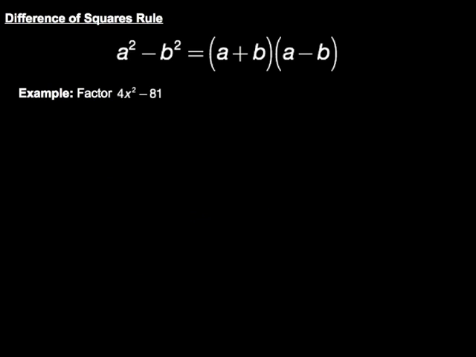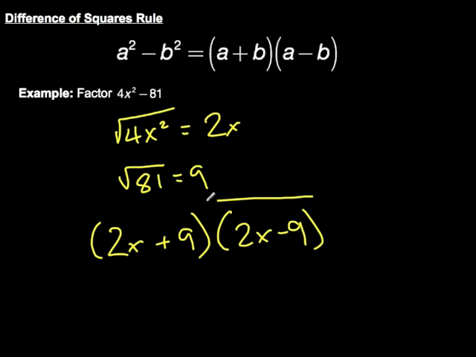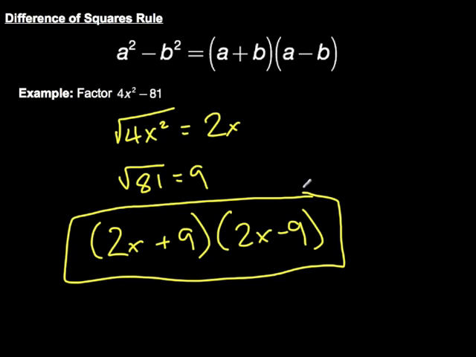If we move on to the next example, we've got 4x squared minus 81. 4x squared and 81 are still both perfect squares. So the square root of 4x squared is 2x, and the square root of 81 is 9. So we get 2x plus 9 and 2x minus 9. If we wanted to check our answer, we'd multiply that back out and find that we get 4x squared minus 81.